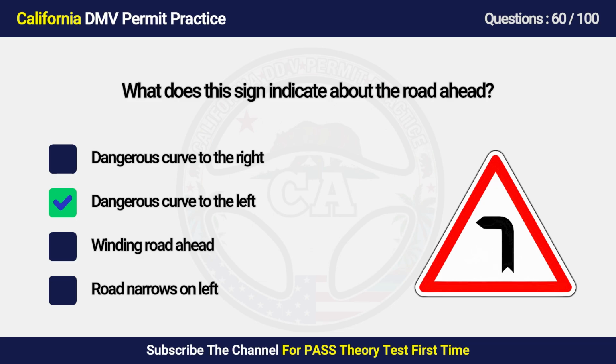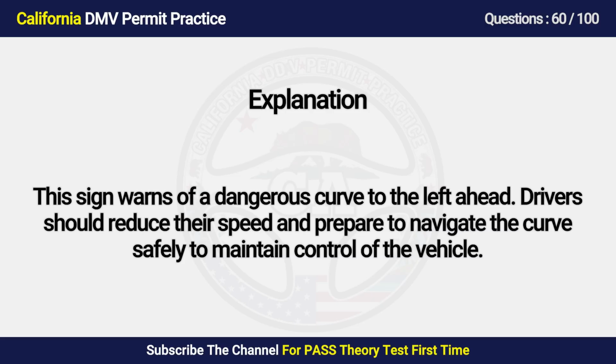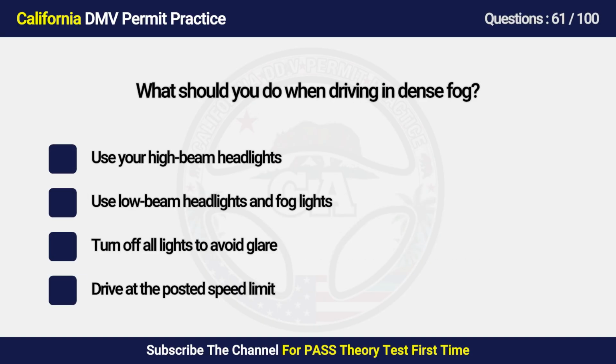Answer is B. Dangerous curve to the left. This sign warns of a dangerous curve to the left ahead. Drivers should reduce their speed and prepare to navigate the curve safely to maintain control of the vehicle. Question 61. What should you do when driving in dense fog?